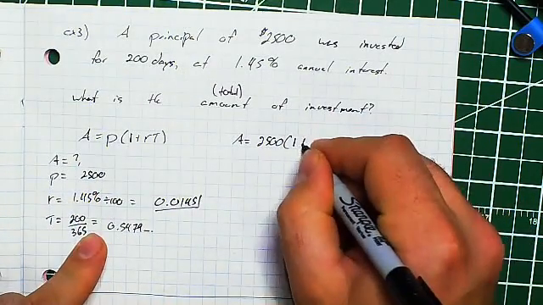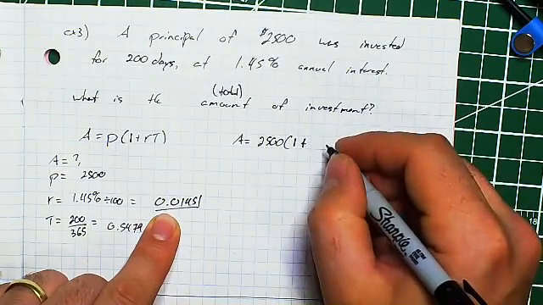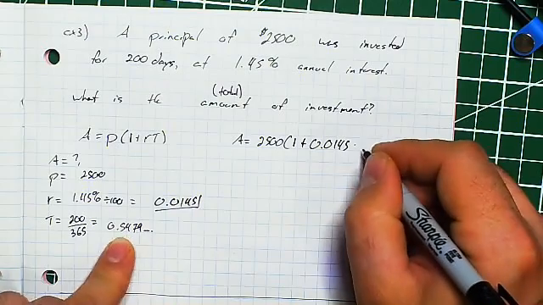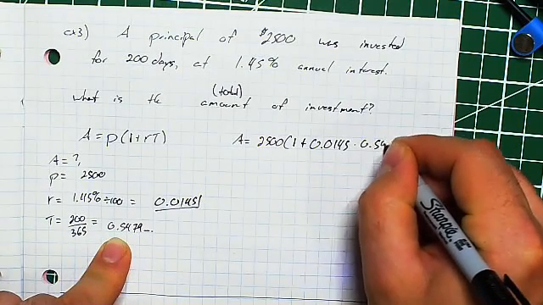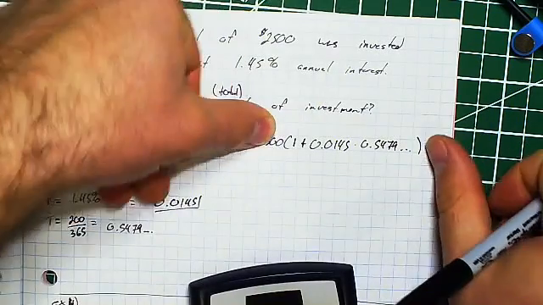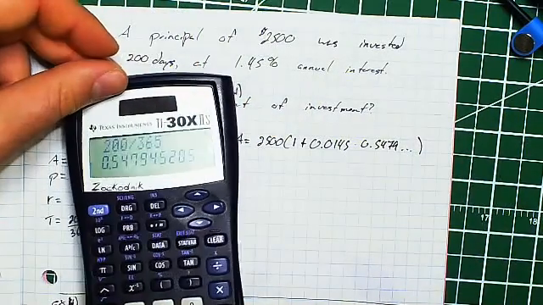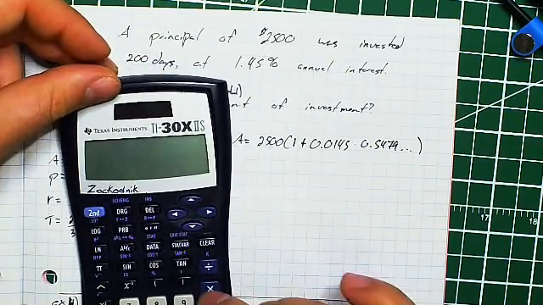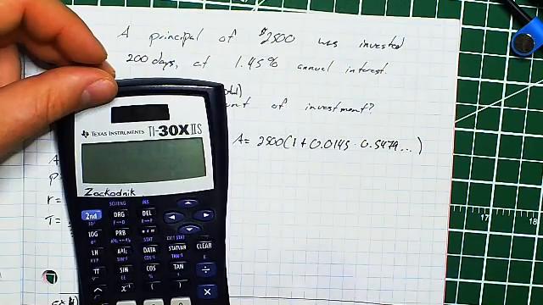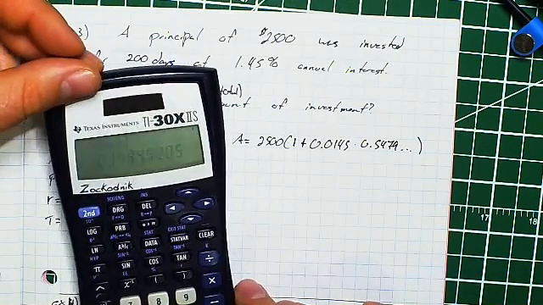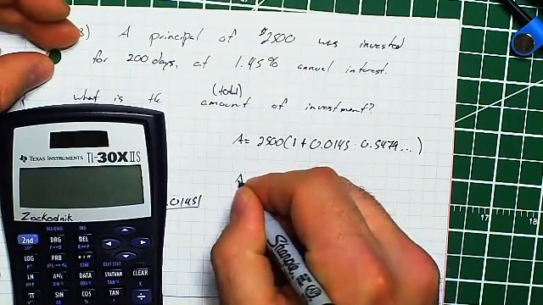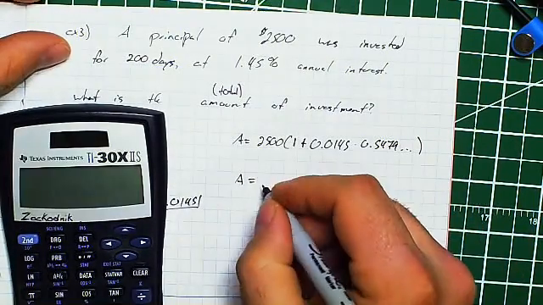So A equals our principal, 2,500, times 1 plus our ratio, which is 0.0145, and that is going to be times our fraction, which is 0.5479 and some change. Remember BEDMAS rules, do your brackets first. So I kept my fraction for years. We're going to multiply that by 0.0145. We're going to add 1 to that. And now we're going to multiply that by 2,500.